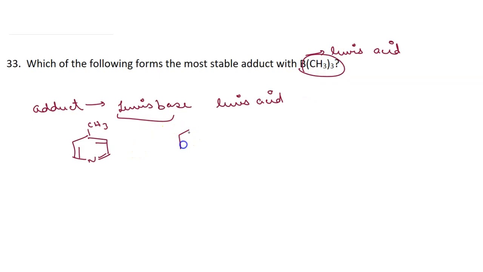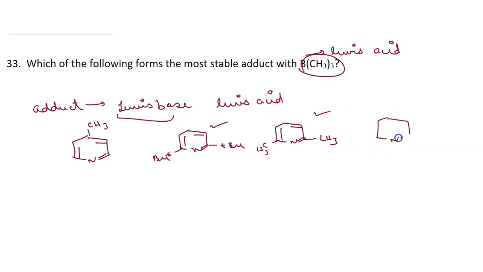Other substituted pyridines were tertiary butyl group. Due to steric hindrance, this won't form a stable adduct. Similarly, at 2 and 6 position, methyl groups were substituted. So this will also not form a stable adduct. And one nitro substituted pyridine was given. So this will decrease the electron density of nitrogen. So its donating capacity will decrease. So this 4-methylpyridine forms the most stable adduct with trialkyl boron.